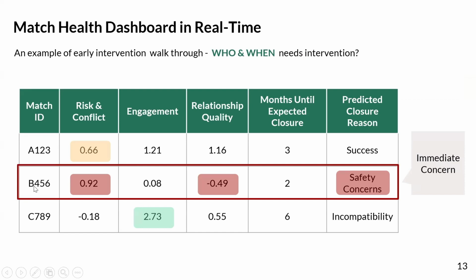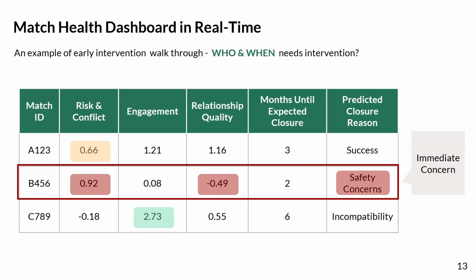Take match ID B456 as a use case. We can immediately spot the red flags. Risk and conflict score is extremely high at 0.92. Relationship quality is negative, -0.059, indicating a degradation. These aggregated scores act as early indicators of serious concern. From a domain perspective, they flag that this match may be heading towards a problematic closure.